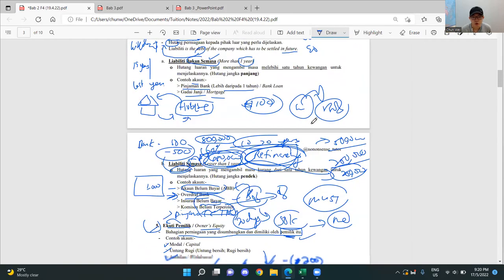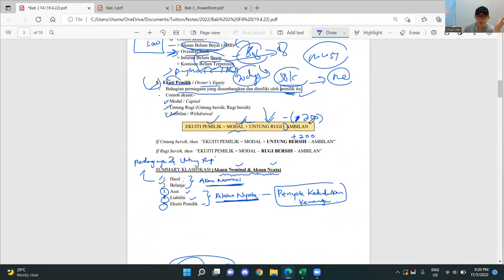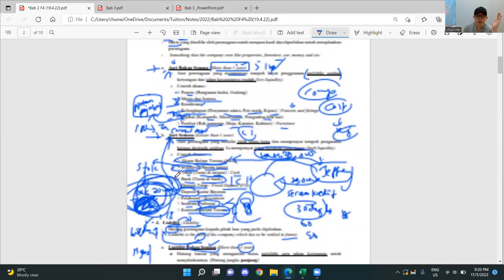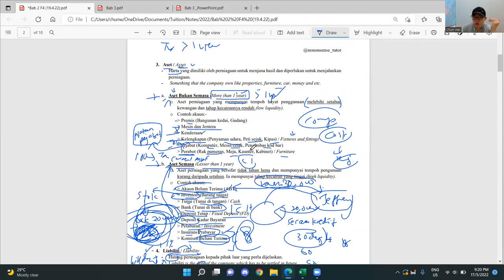Most important from this chapter is you must know the asset. Bukan semasa, asset bukan semasa, asset semasa. Liability bukan semasa, liability semasa. Then equity pemilik, the modal plus untung rugi minus ambilan. And for the hasil and belanja, you have to know which one is hasil and which one is belanja. All the lists are already here. So sometimes when you're not sure, you can come back to this nota and find the answer.